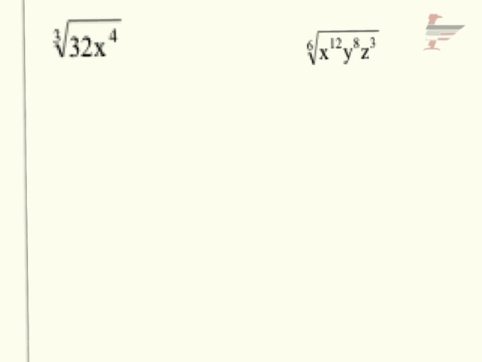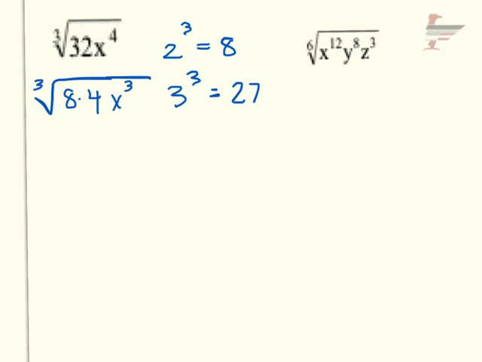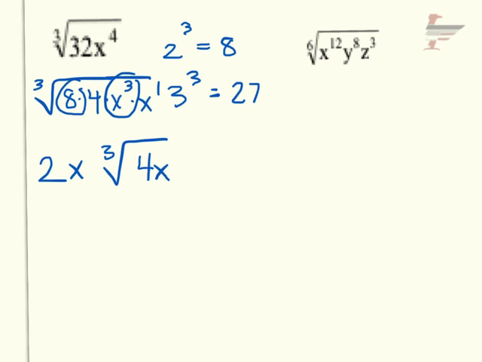Okay, the next one you have is the third root of 32x cubed. So again, you might think about thirds. So 2 to the third is 8, which goes into 32. 3 cubed is 27, which does not, and 4 cubed is going to be bigger. So I would break this down to 8 times 4. And x to the 4th is x cubed times x. And then I know the third root of 8 is 2, and I know the third root of x cubed is x, so that leaves me inside the third root with a 4x.